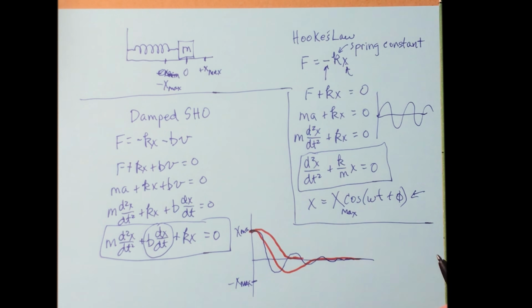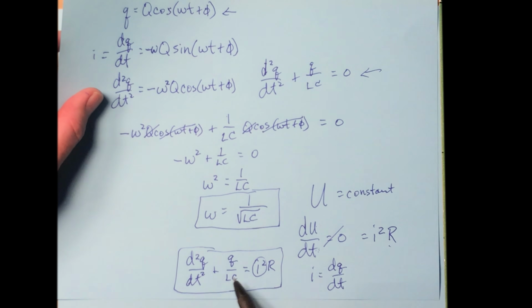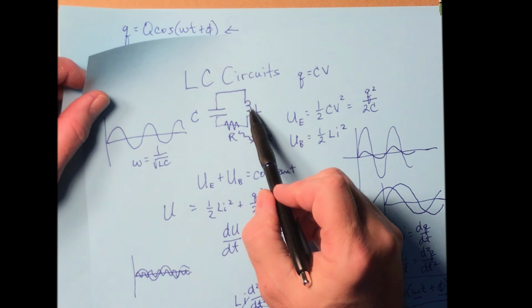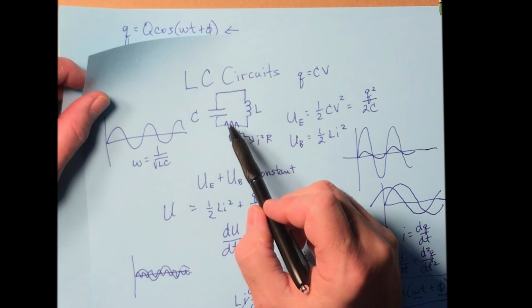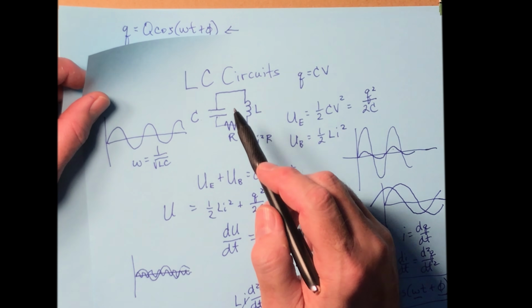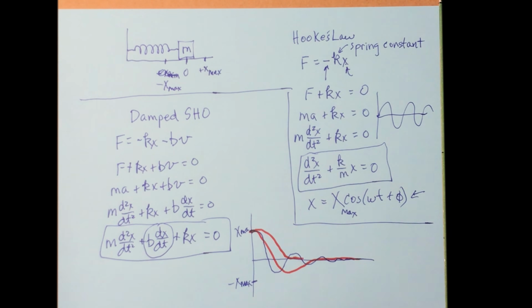Now let's turn our attention back over here. Now we have not just a simple LC circuit, but now we've got an RLC circuit. And when we have an RLC circuit, the total energy is no longer constant.